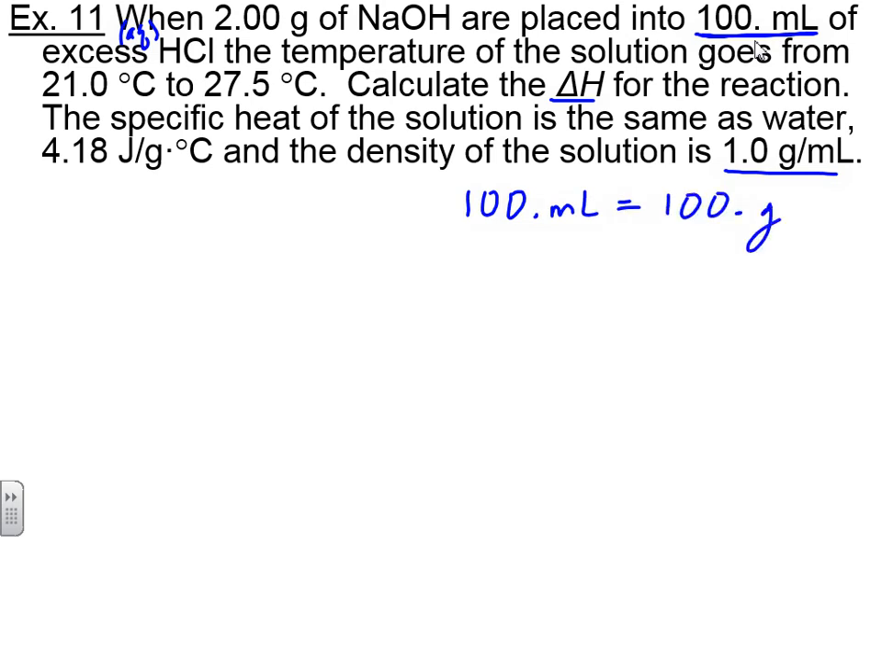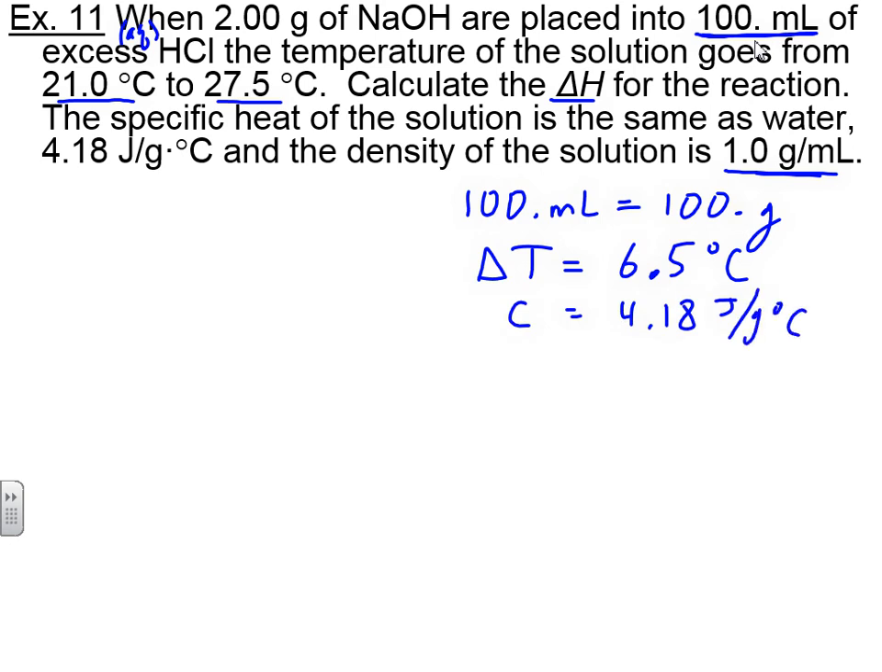All right, our delta H in this case, or rather delta T, sorry. Delta T, we're going from 21 degrees Celsius up to 27.5 degrees Celsius. So our delta T should be 6.5 degrees Celsius. Our specific heat looks like it is 4.18, so our C is 4.18 joules per gram Celsius. So we can go ahead and apply the MCAT equation. So let's do that here. And we said negative, put a little negative to make the signs match up. Negative Q is MCAT.